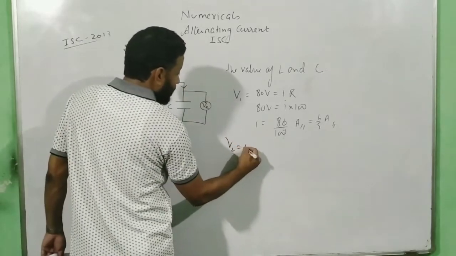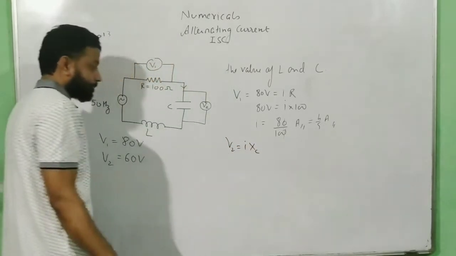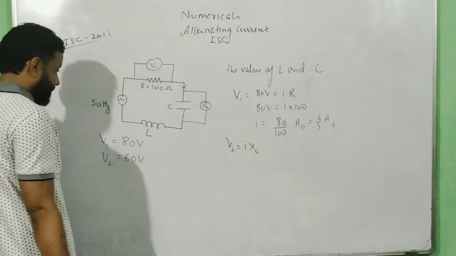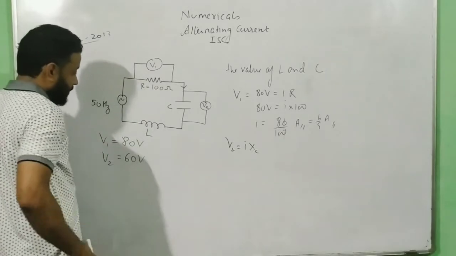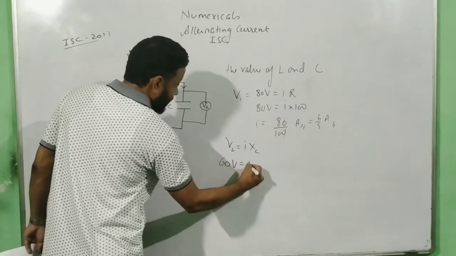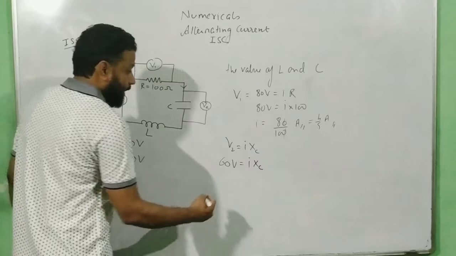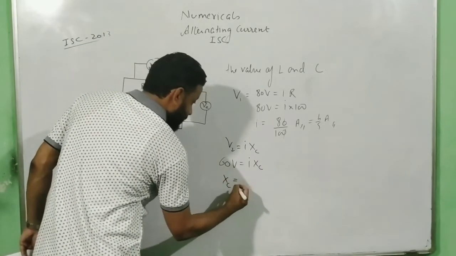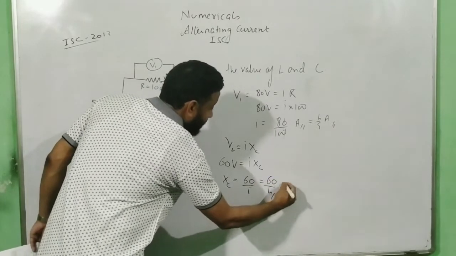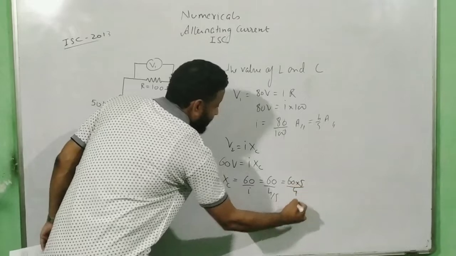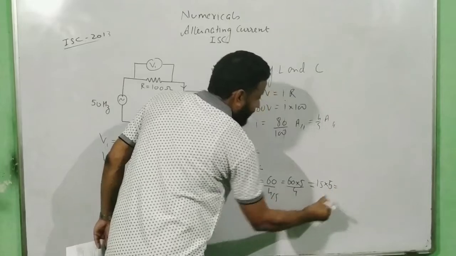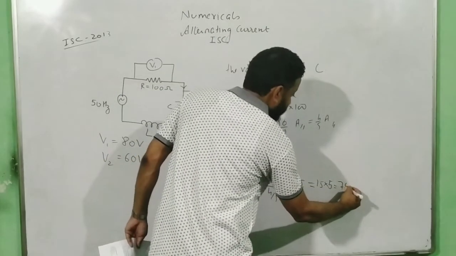So V2 must be equal to I times of XC. V2 is given to you as 60 volt. So 60 volt equals I times of XC, and XC will be equal to 60 divided by I, and that is equal to 60 divided by 4 by 5, and that is equal to 60 into 5 divided by 4, and this will come as 15. So 15 into 5, and that is equal to 75 ohm.